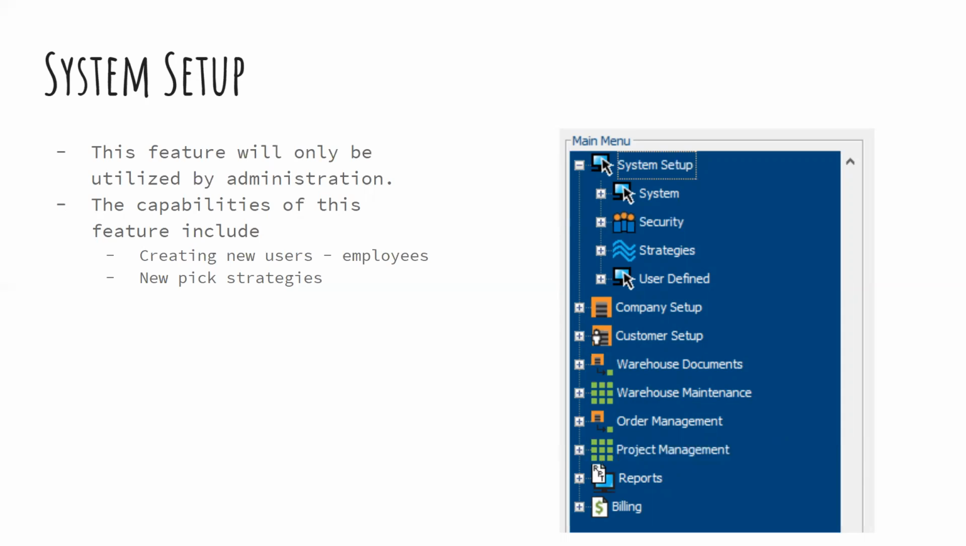This feature also can create new pick strategies. A pick strategy is how RAMP is programmed to allocate inventory. If there's a specific location that we want to pull freight from first, we can program the system to allocate from that location first, or at least look to see if there's anything in that location first.